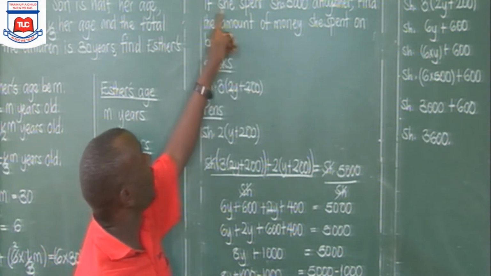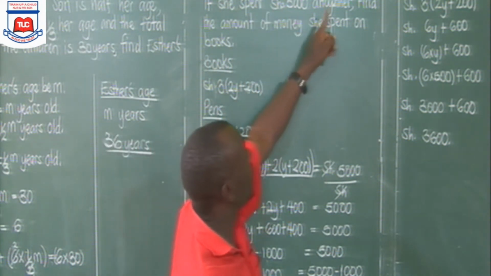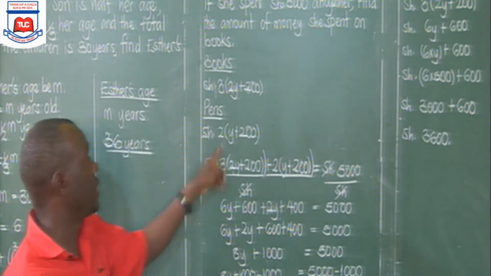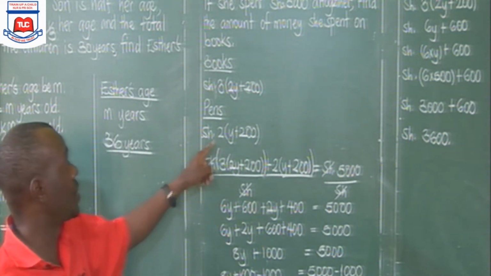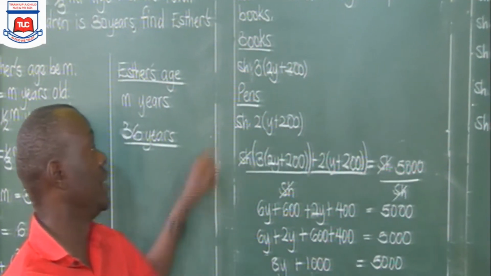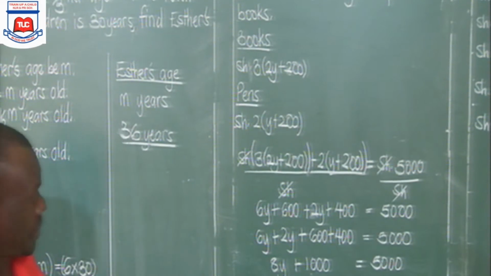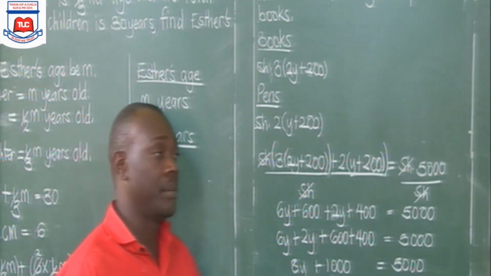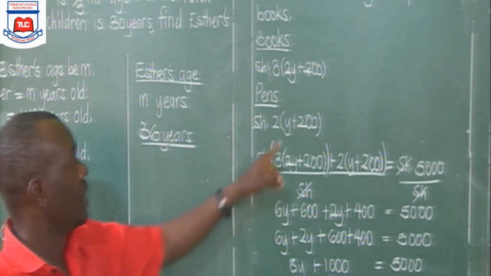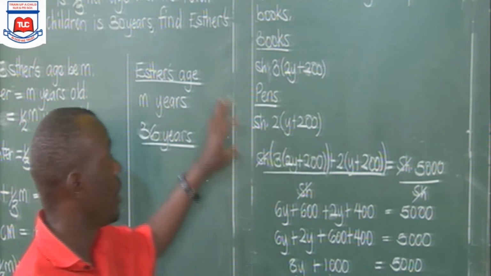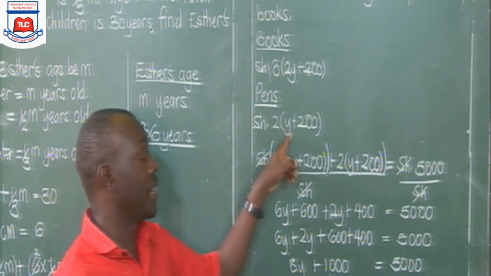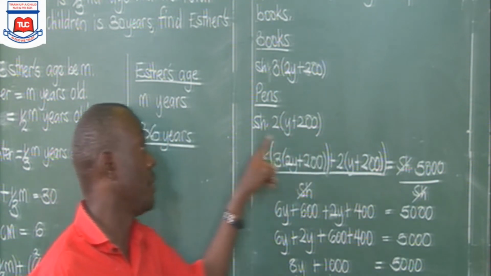And Betty bought 2 pens at y plus 200 shillings each, so get the cost of all the pens by multiplying. That is 2 into y plus 200 shillings. That's the cost of the 2 pens. Remember, into means times. So 2 into y plus 200 is the same as 2 times y plus 200. So we shortly write 2 into y plus 200 shillings.